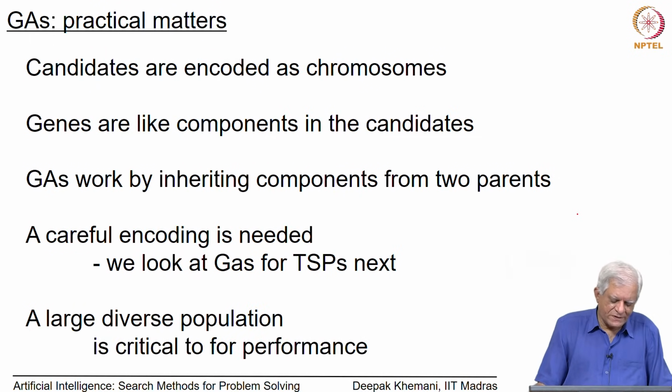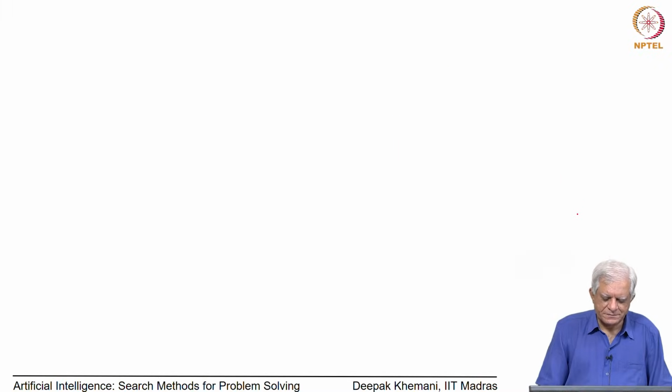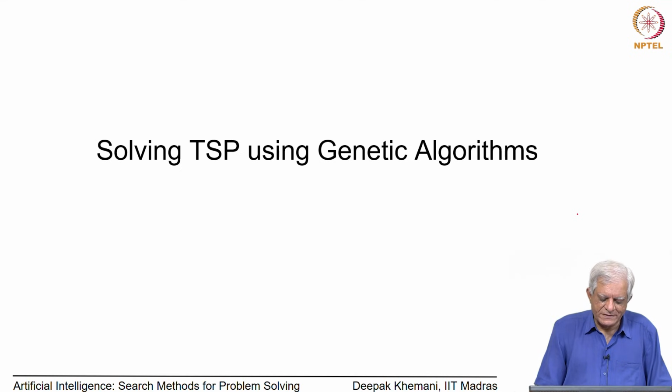And the last thing we learnt was that a large diverse population is critical for performance. If you have a large diverse population, there is always a chance that the fittest will emerge from them, and obviously the population should be fit as well. So, the best thing is to have a large population with high average fitness, and that is when genetic algorithms perform the best. In the next session, we will look at solving TSPs and see how we can solve the traveling salesman problem using genetic algorithms.